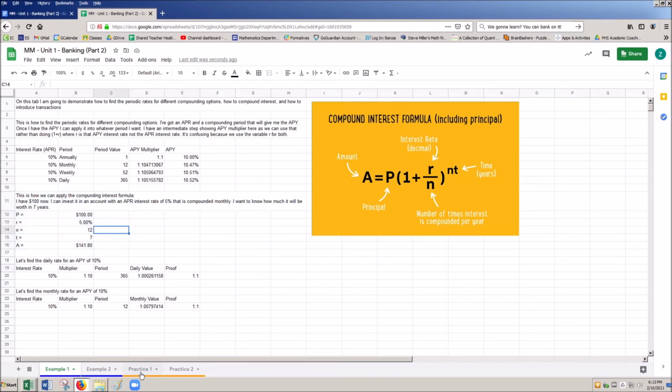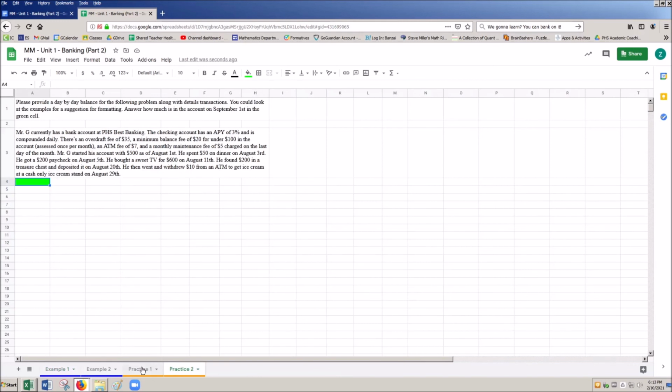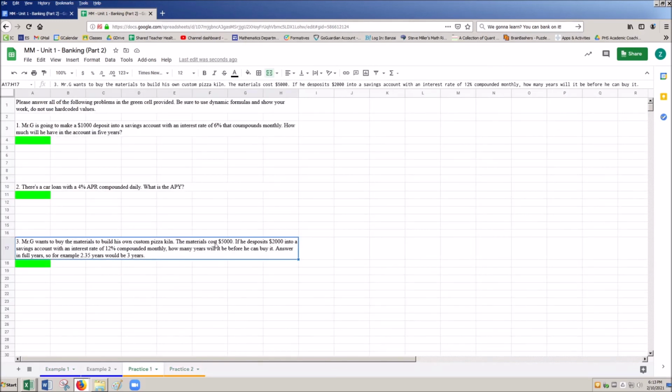So here we're trying to find the ending value, and the ending value on this one is going to be $5,000. So I need 5,000, I have 2,000 deposited, and I'm asking how many years before we get there. So that's a sort of application of what we have in the example, but I didn't do it directly for you. But hopefully that stuff helps and you guys enjoy this banking project.